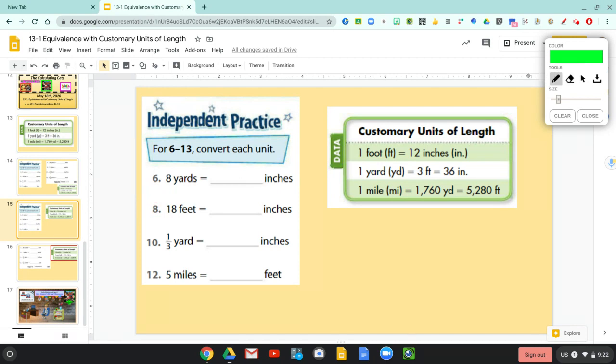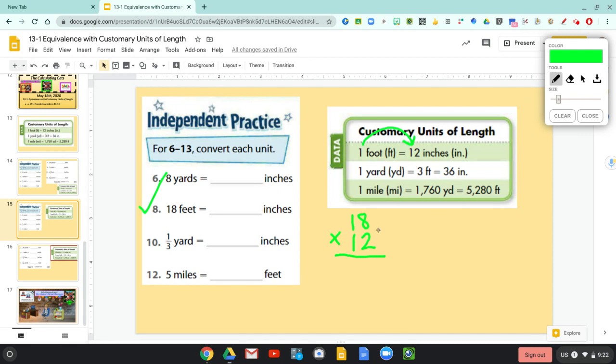And we're going from feet to inches. So feet to inches. My magic number is 12. So you're going to do 18 times 12. Hopefully you remember how to do a 2-digit by 2-digit. I'm going to do this using the standard algorithm because I feel like that's what your parents are most comfortable with if they're helping you. But you can also do the box method.